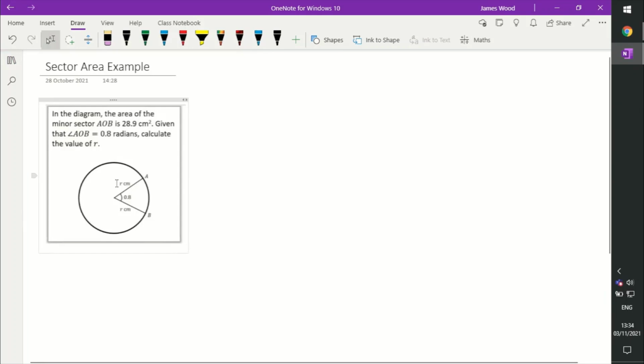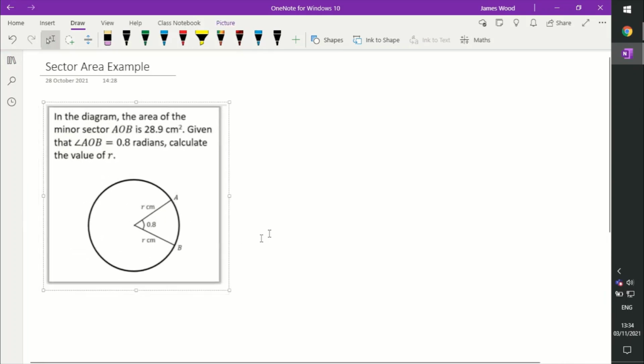Right, here's an example with a sector area instead. It tells me that the area of this sector, and it's just the minor sector, so that's the small bit, is 28.9 centimeters squared. The angle is 0.8, and we've got to find r.